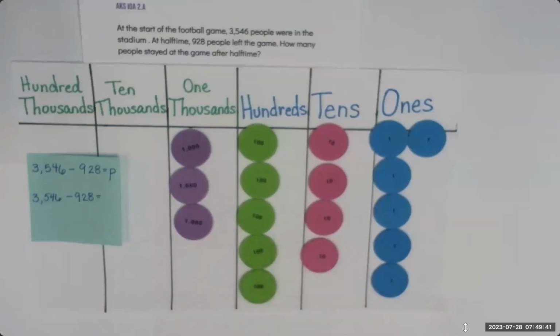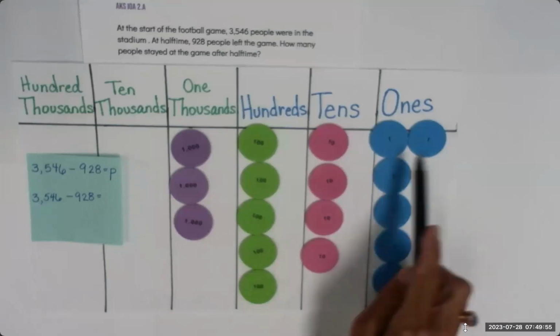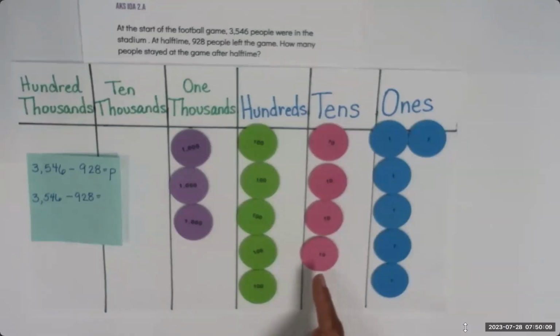All right, so I'm going to begin in the ones place in case I need to do any regrouping. So I'm going to subtract 8 ones. However, when I look at the ones, I notice there are only 6. I do not have 8 ones to take away. So I'm going to regroup a 10. I know that 1 10 is equal to, or the same as, 10 ones.